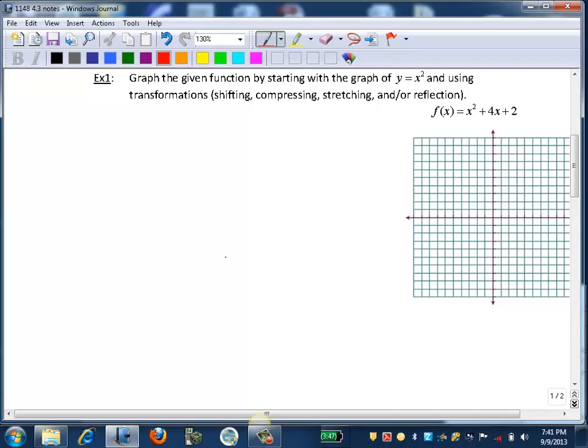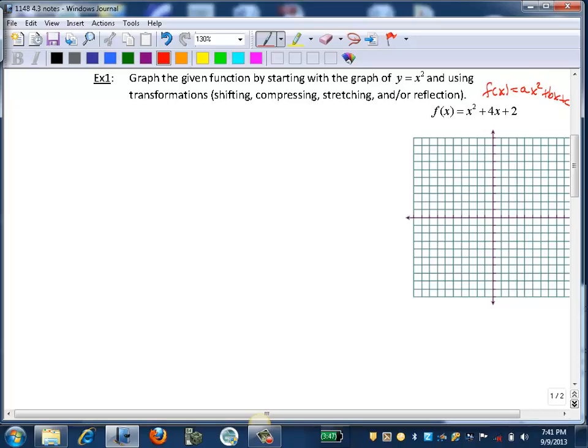Graph the given function by starting with the graph of y equals x squared and using transformations, such as shifting, compressing, stretching, and/or reflecting. So we're given the function f of x equals x squared plus 4x plus 2. So we can see that this is in our ABC form, ax squared plus bx plus c.